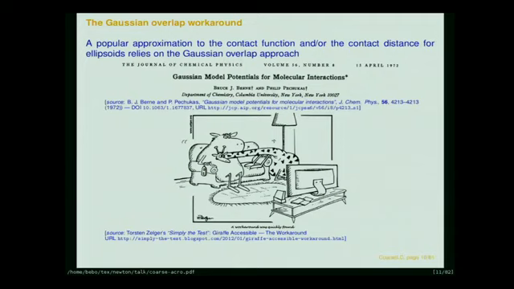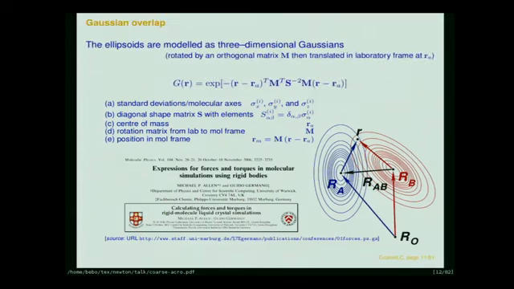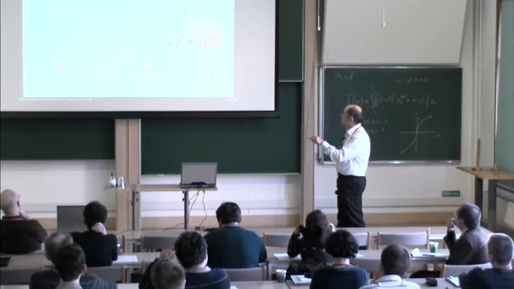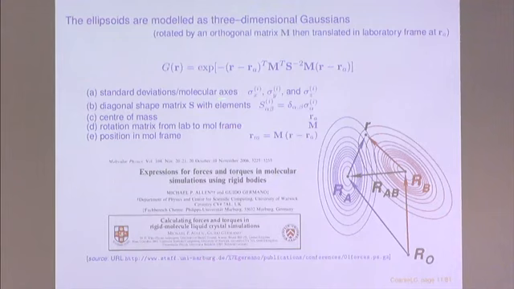and this approach was due to Bruce Berne and Philip Pechukas. They overlapped, or added on top of each ellipsoidal particle, a Gaussian function with the same standard deviations, or at least with standard deviations of the same length as the molecular axes of the ellipsoids. So each ellipsoidal particle bears a Gaussian function on top of it.